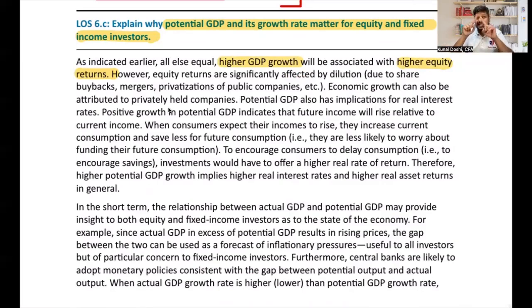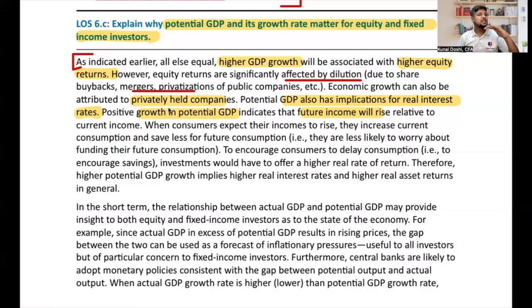But we discussed the change in S. So equity returns are significantly affected by dilution. Dilution can happen due to buyback, due to mergers and acquisitions, where you're giving shares to the target company, or giving ESOPs. All of these will lead to dilution, right? Economic growth rate can also be attributed to privately held companies. Potential GDP has implications for real interest rates. Positive growth in potential GDP indicates higher future income.